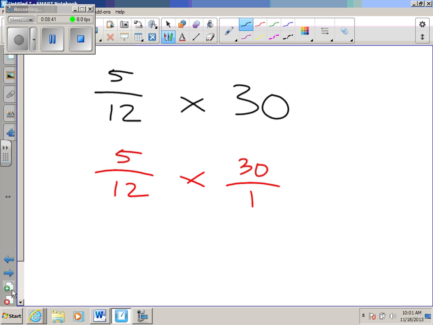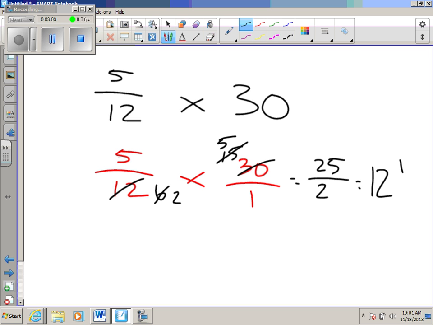30 and 12, they're both even. We'll start with the 2 and say 15. Anything else between the 15 and the 6? 3. Okay? 5 times 5. 2 times 1. 25 over 2. 2 into 25. 12 is 24 with 1 left. 12 and a half. 15 and 6 both have 3 in common. So 15 divided by 3 is 5. 6 divided by 3 is 2. Okay? So 12 and a half.